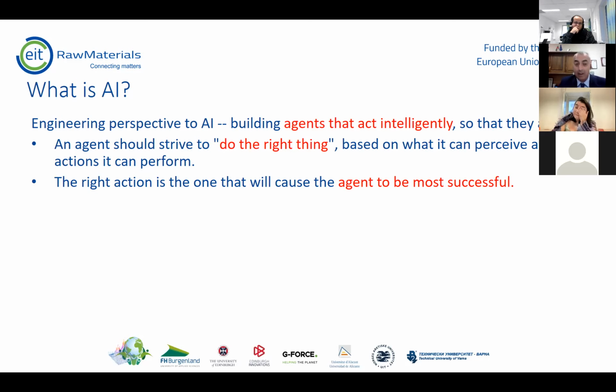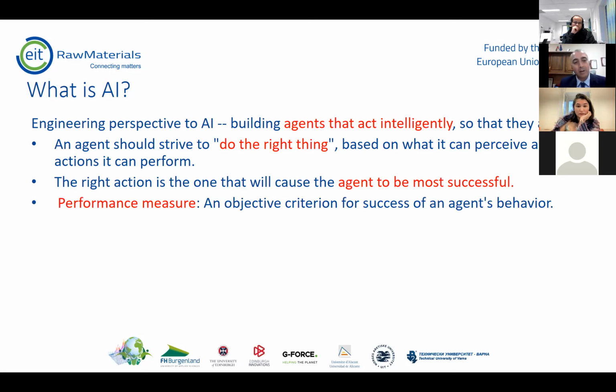This is a very strange question, because as an engineer, I would say that the right action is the one that will cause the agent to be most successful. But that's really scary, isn't it? So we engineers like performance measures very much. This is some objective criterion for success that we implement inside of the agent in order for the agent to be able to assess its own behavior.